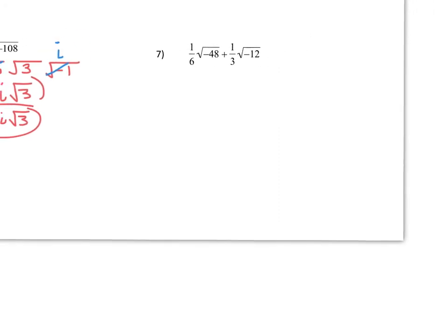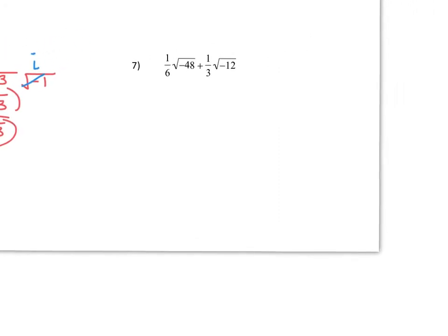Okay, number 7, honestly, it really is the same thing. You're just dealing with 2 radicals instead of 1, and you're going to add them together in the end. So let's start with the first radical. Let me bring down the 1/6.